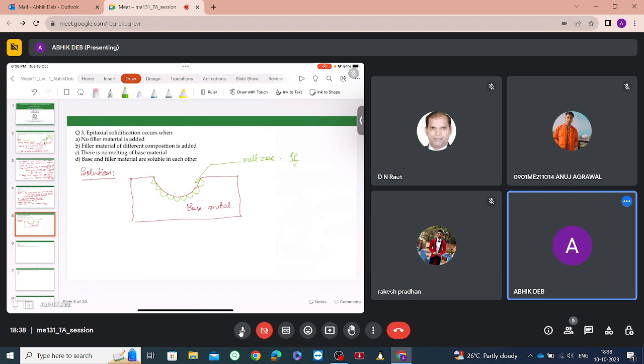Okay, if no filler material is added, or the filler material is same as the base material, then the melt zone is filled with molten material having same chemical composition as base metal.